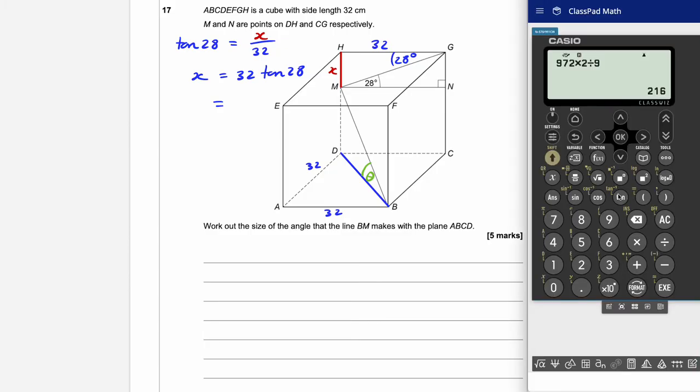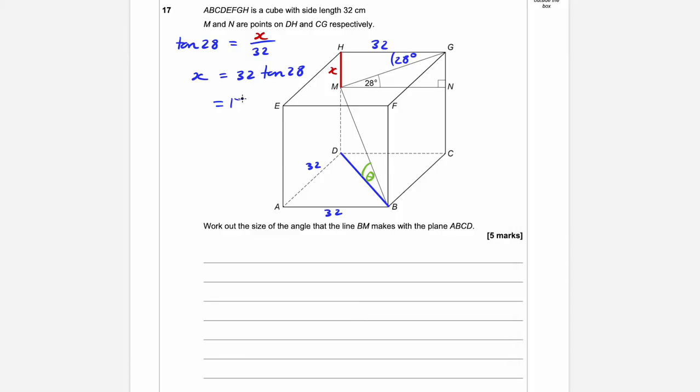I want 32 times tan. Now, guys, I just noticed I'm in radians, so just be careful. Calculator settings. I want degrees. Okay, do that again. 32 times tan 28. Now I'm back in degrees. And I get 17 point, let's do 015. 17.015.